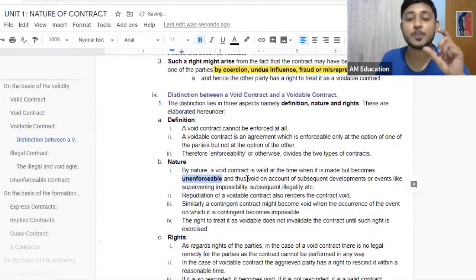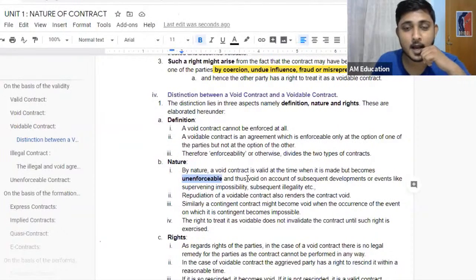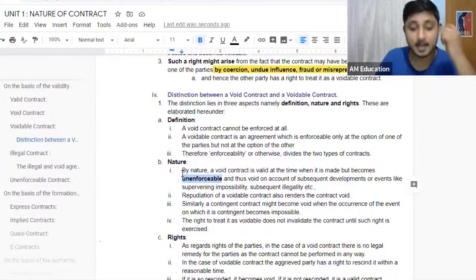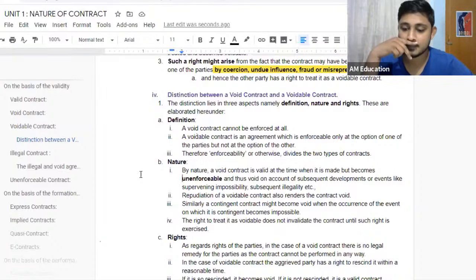Unenforceable. It is enforceability. Yes, enforceability, sir. Unenforceability. Okay? It is an unenforceability. Exactly. Read it again. By nature, a void contract is valid at the time when it is made, but it becomes an unenforceability and thus void on account of subsequent developments or events like supervening impossibility, subsequent illegality, etc. Exactly. Next.